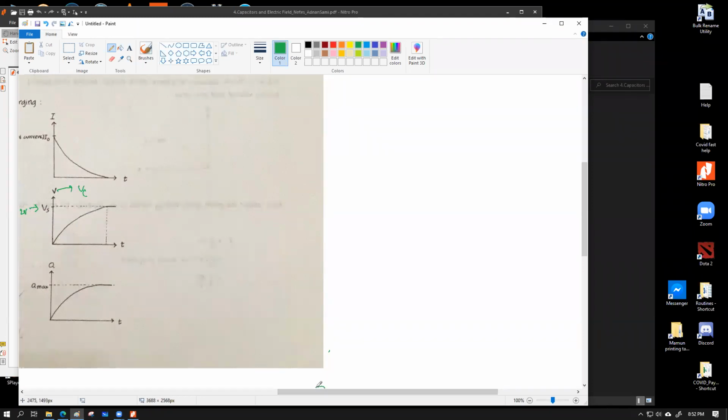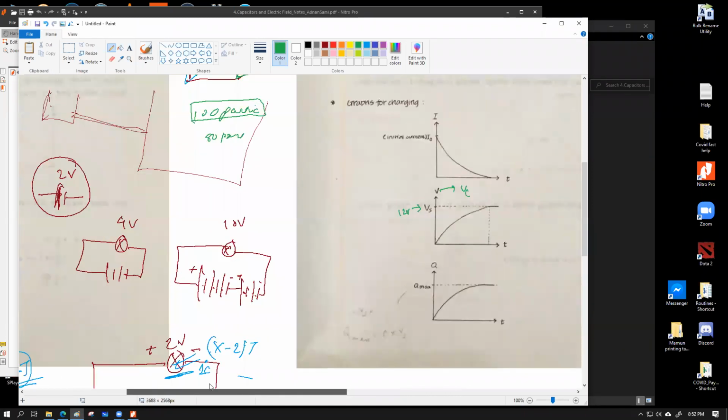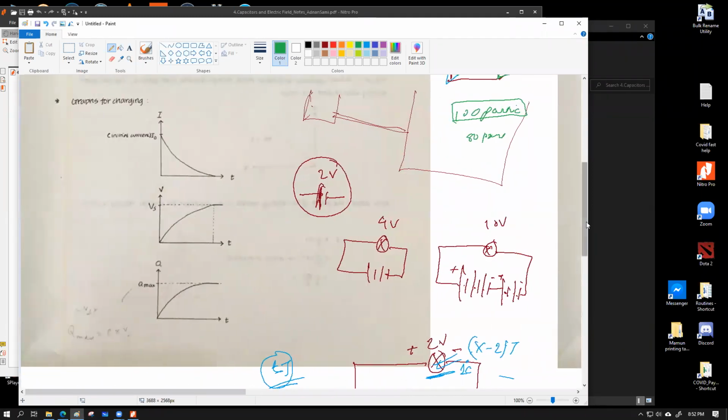12 volt is the source voltage, which means that if we connect a capacitor to a certain source, the maximum voltage that the capacitor can have is equal to the source voltage. Because what is going to happen when the capacitor actually reaches 12 volt? Consider this circuit once again.